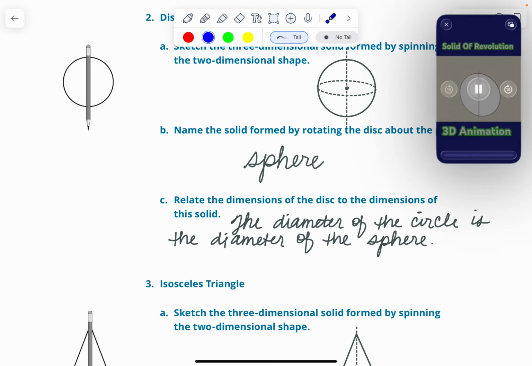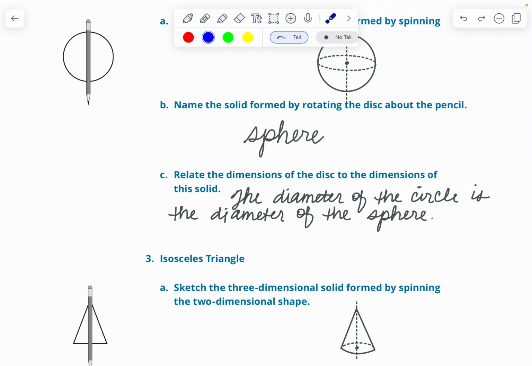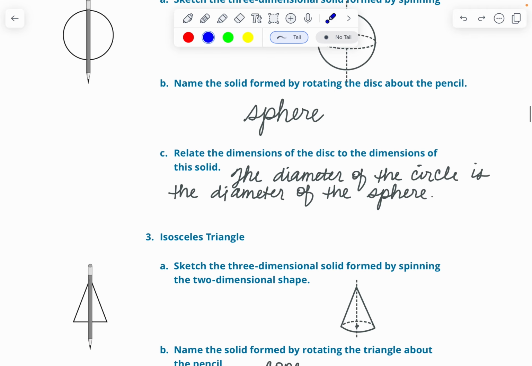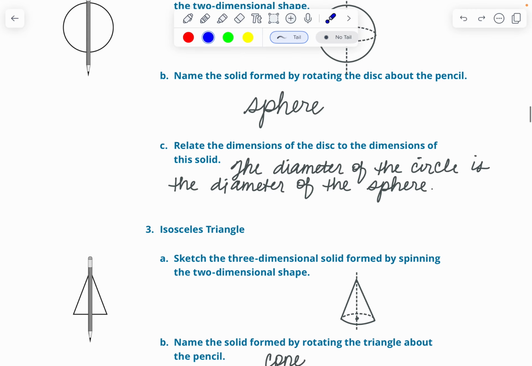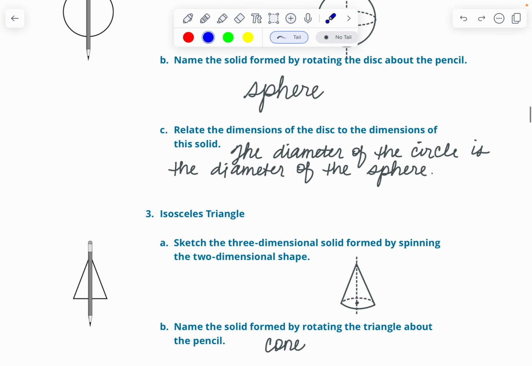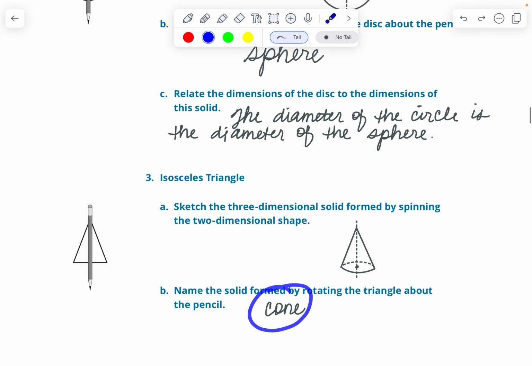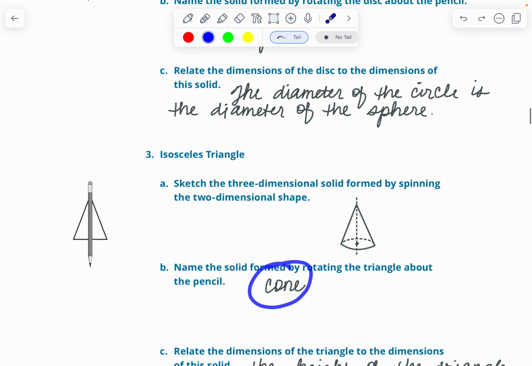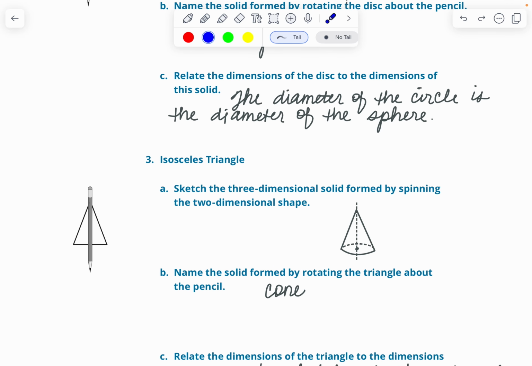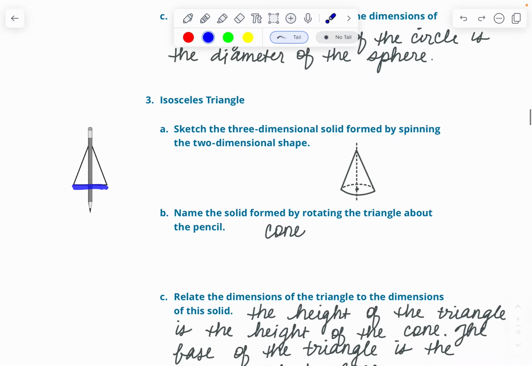As you can see, it's a cone. You can draw a cone by drawing an oval, drawing a point above the middle of that oval, and connecting that point to either side of the oval. Name the solid formed by rotating that triangle: that's a cone. Relate the dimensions of the triangle to the dimensions of the cone. So the height of the triangle equals the height of the cone. The base of the triangle equals the diameter of the cone.